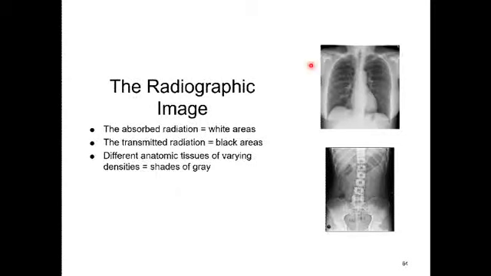So this is just showing you what I've been talking about as far as absorbed and transmitted. Anything absorbed is going to be your different grays, your whites, things like that. Anything transmitted through the patient, meaning the KVP penetrated through it, is going to show up black or darker. There's your lungs, which show up black, or air in the bowel, air in the tummy, that's going to show up black. And then different anatomic tissues of varying densities are your shades of gray in between. And that's how you get your image.